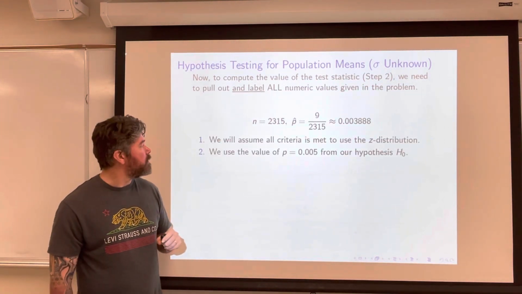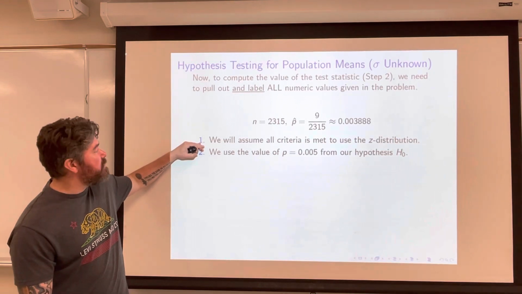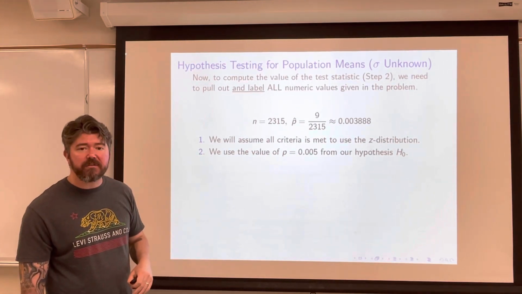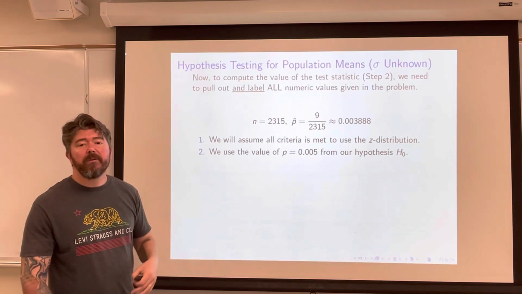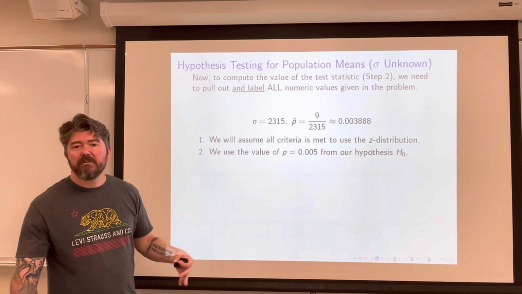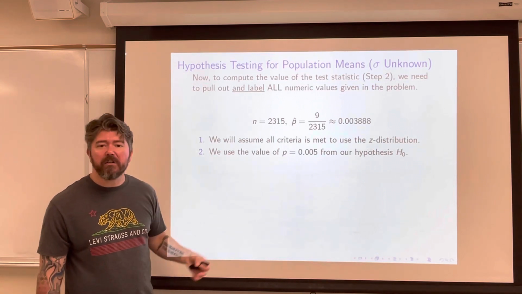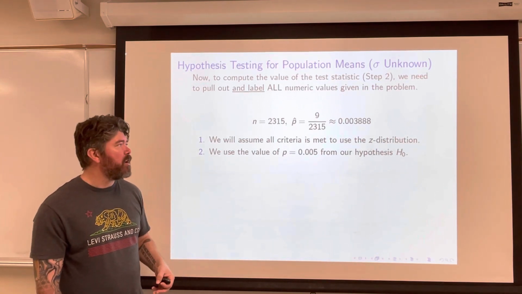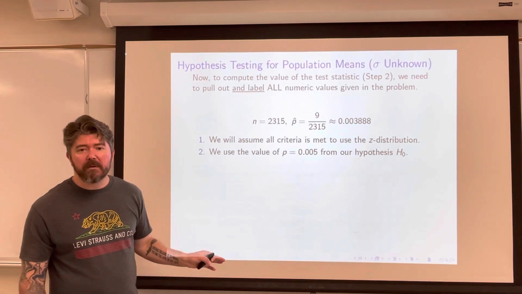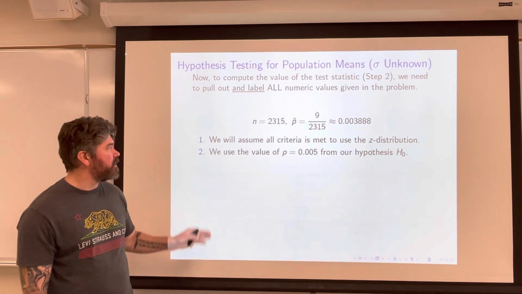So let's make these notes. We will assume all criteria is met to use the z distribution. Remember from chapters 7 and 8, there are restrictions on when we are allowed to use the z distribution when talking about the population proportion. Our problems are going to satisfy that criteria.